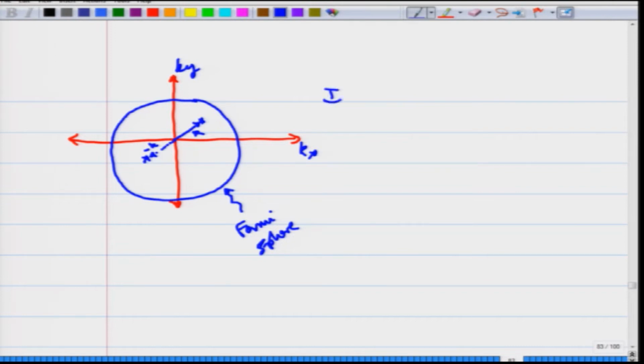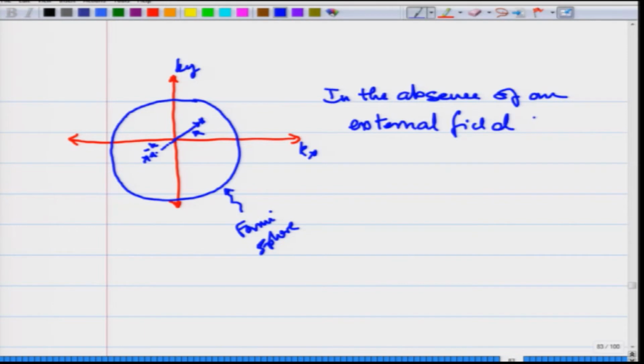So, in the absence of any external field, the total center of mass momentum of the system is 0. This is consistent with the equation dp by dt is equal to minus p by tau. That p by tau will come in very soon, but in the absence of any external force acting on the system, it retains its perfectly circular momentum distribution, which corresponds to the total center of mass momentum being equal to 0.